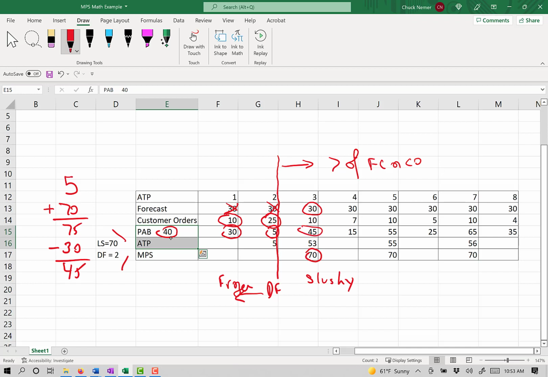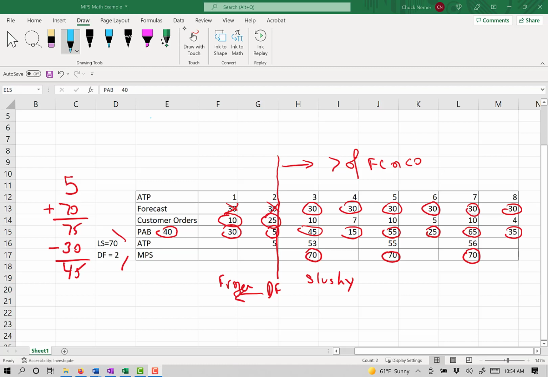And then in period 4, we're going to need 30 of those 45, so we're down to 15. Period 5, we have 15. We need 30, so we're short 15. So we better get another 70 in. Then we'll have 55 left over. Period 6, we have 55. We need 30, we're down to 25. And then period 7, we have 25 and we need 30, so we're 5 short. We better build it and get in another 70. We're down to 65. And then in period 8, we need 30 of those 65, so we're down to 35.